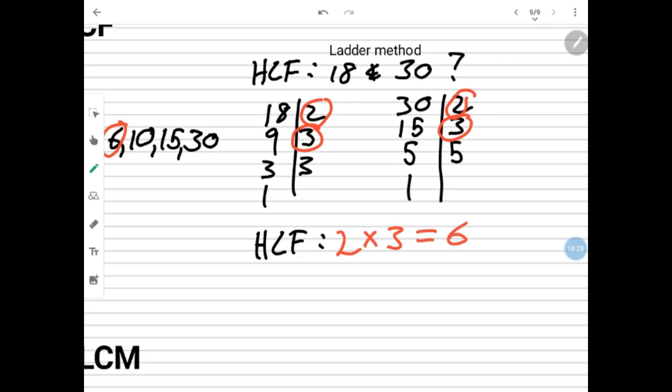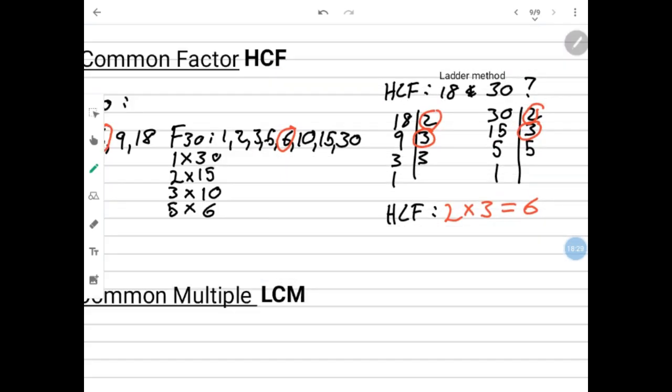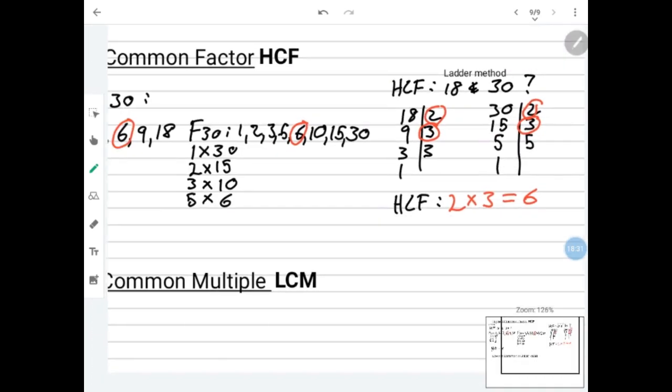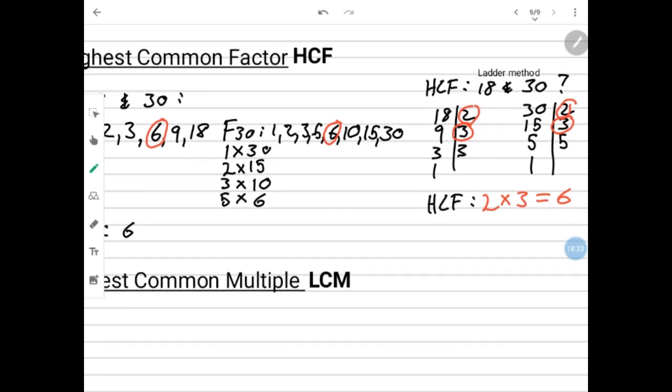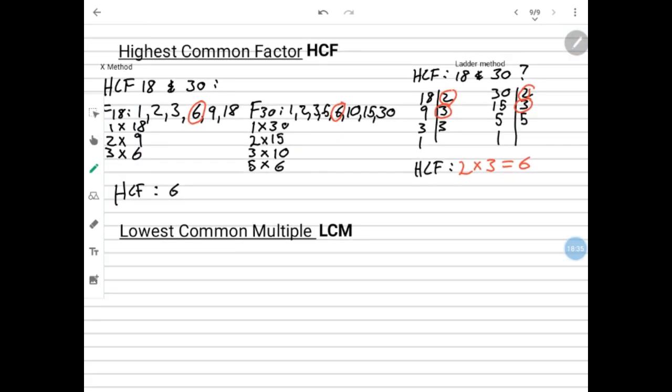Right, then we have the highest common factor. So do you see, we got 6 with both methods. Alright, we saw that, zoom out more. Right, we got the highest common factor with the multiply method is 6. And the highest common factor with the ladder method is also 6. Right, these two methods, very important. Okay, you have to be able to do them, so you have to practice them.